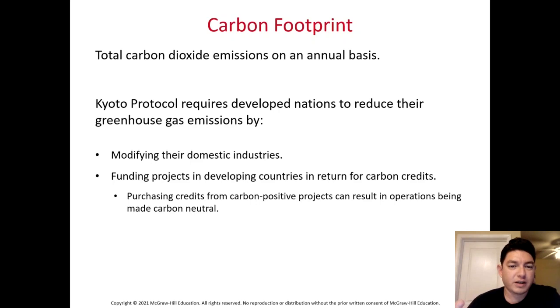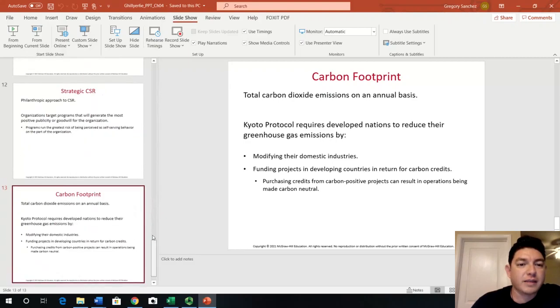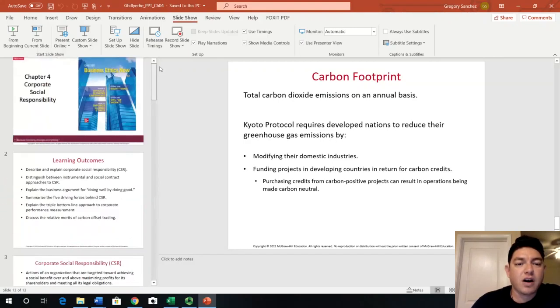So this is a big trend in business right now. Everybody's trying to reduce their carbon footprint. And that is the end of chapter 4. I told you these chapters were going to be pretty short. We'll get into chapter 5 in a minute, and we will be all caught up.